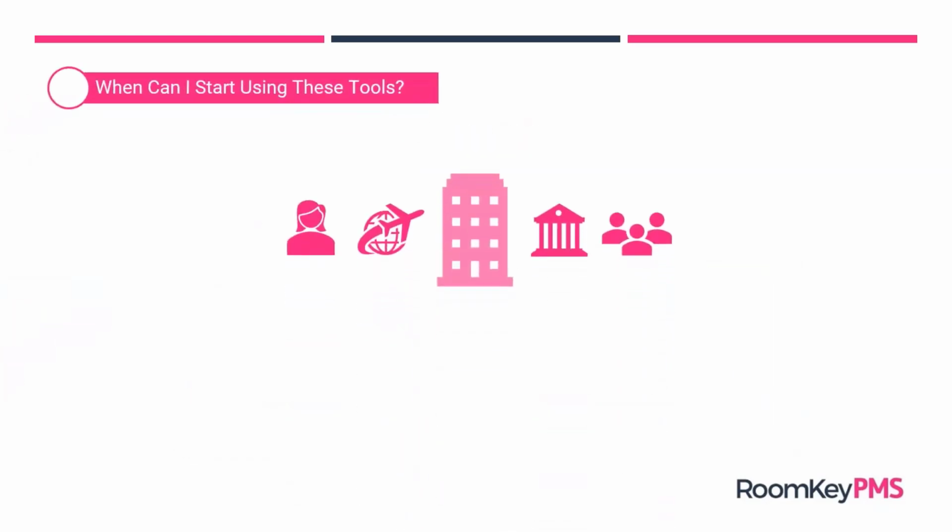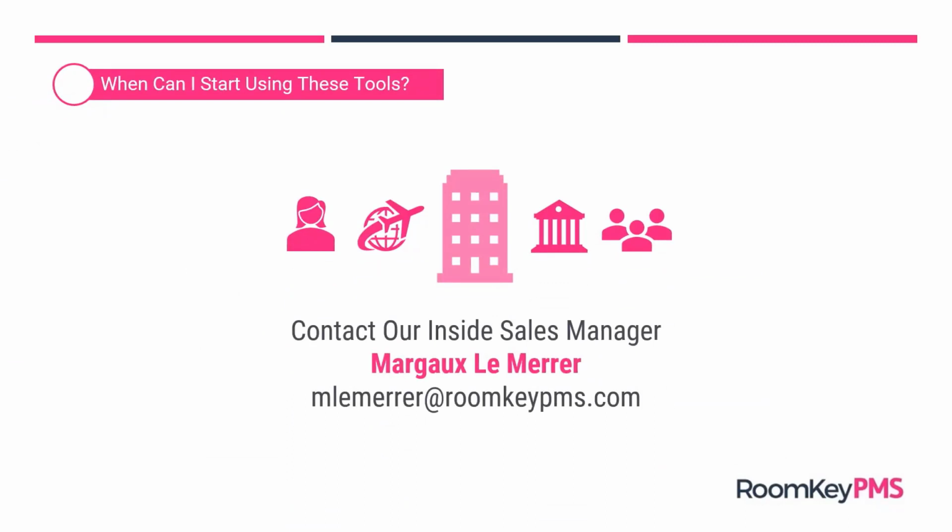So now that we've seen a bunch of different configuration items, the big question here is when you can start using these tools or implement them at your property. Right now, HOA is not available to all of our users. You will need to contact our inside sales manager, Margot. Her contact information is displayed on screen here. You'll need to contact her to sign up for HOA if you would like to implement that to manage your owned units at your property.